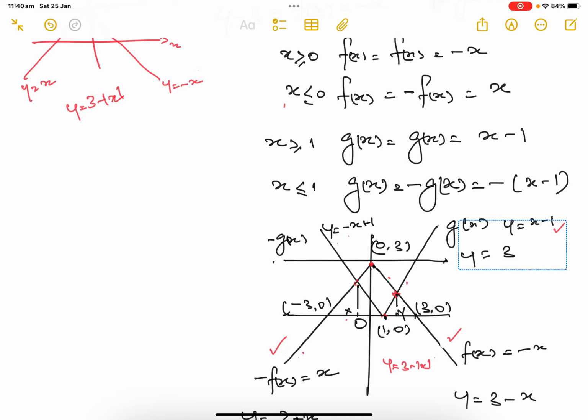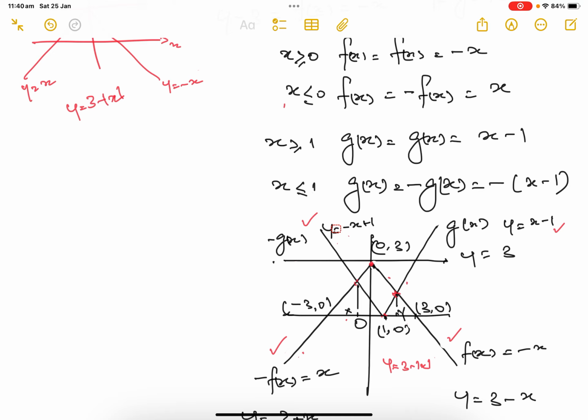And then after that, x less than or equal to 1, g(x) equal minus g(x), which is the reflection of that g(x) over the x-axis. So that is this one. So what it is, y equal minus of x minus 1.